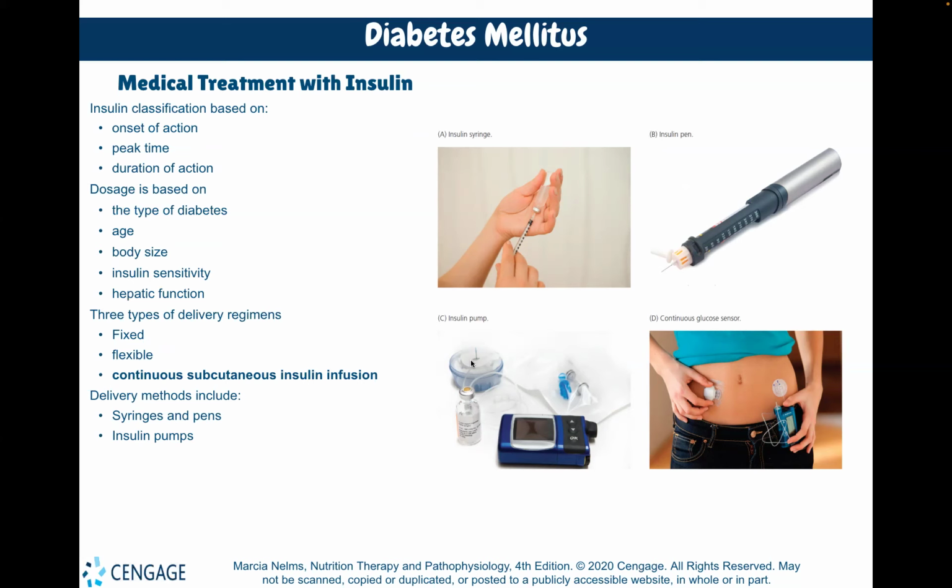Now, we can provide insulin in a variety of different ways. There are insulin pumps that people can use. We can use syringes. And then most people will use insulin pens, and those are set to provide the specific amount of insulin that the individual needs. There's also a variety of insulin types, and those types are based on the onset of action, the peak time, and the duration of action.